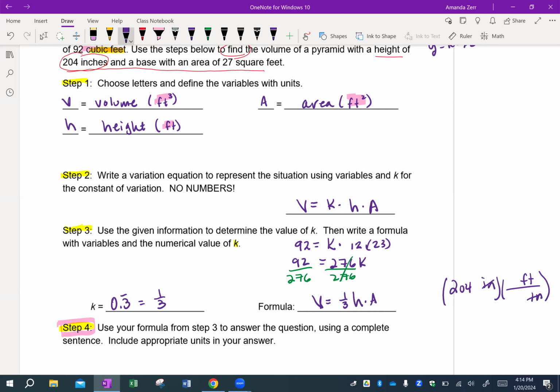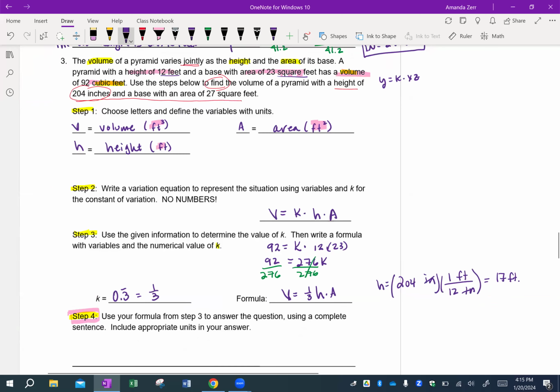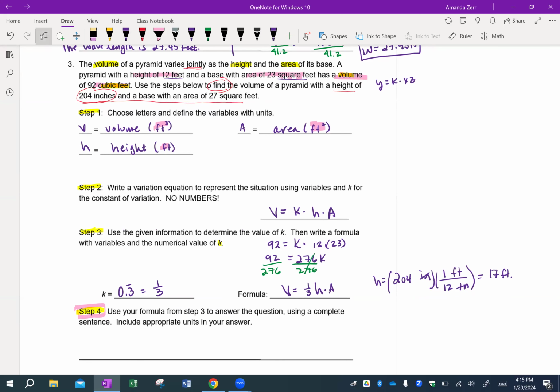And instead I want feet. So 1 foot is the same thing as 12 inches. I'm going to divide by 12 there, and that gives me a height. This was the height of 17 feet. This is a large pyramid. 17 feet tall. Now the area is 23. Oh, let's see, the height of 204 with a base of 27 square feet.